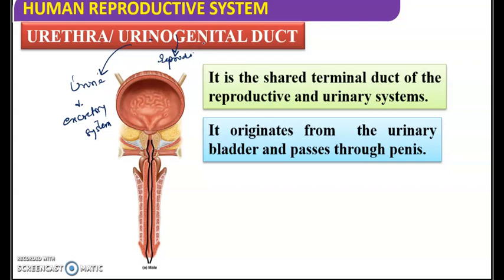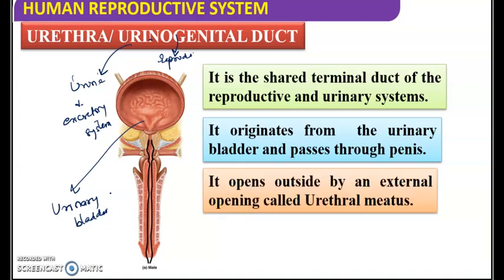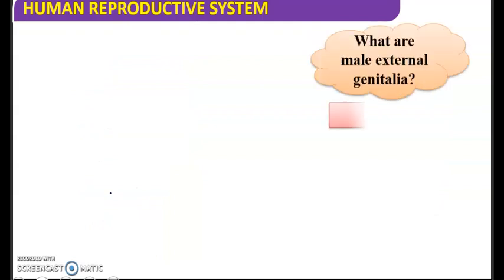So it originates from the urinary bladder. So this is our urinary bladder here. So the urethra originates from the urinary bladder and it passes through the penis. Okay, and it opens outside at the external meatus called the urethral meatus.